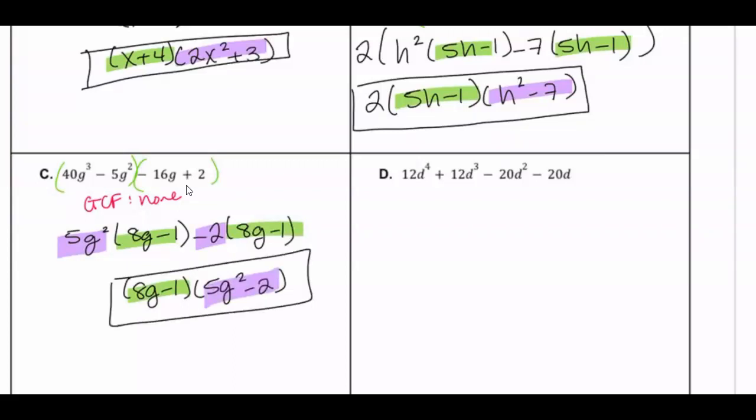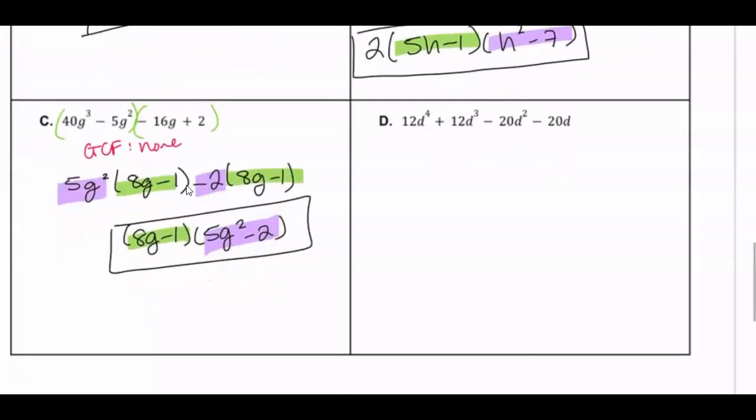Ta-da! I mean, you would check for difference of two squares. I do have something squared, and they are being subtracted, which is the difference. 2 is not a perfect square. There's no way I can multiply the same number by itself to get 2, because 1 times 1 is 1, and 2 times 2 is 4. So my answer will stay like this.